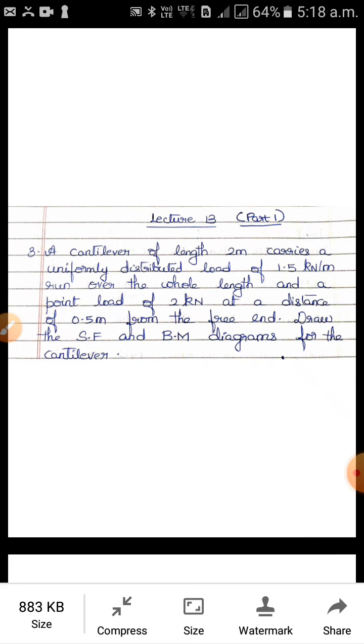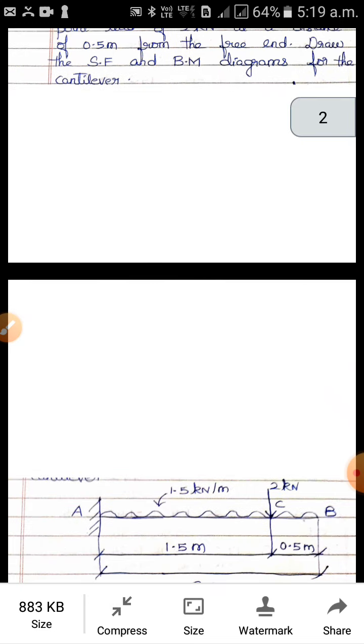So try drawing it. After you see this problem, try drawing, okay. Free end B you have 2 kilonewton load at 0.5 meters. What is the total length? 2 meters. So what is 2 meter minus 0.5 meters? 1.5 meters. Okay. So it is 0.5 meters from the free end and 1.5 meters from the fixed end A. And again it carries UDL of 1.5 kilonewton per meter over the whole length. So mark that also. So you have to draw the shear force and bending moment diagram. So this is a diagram.